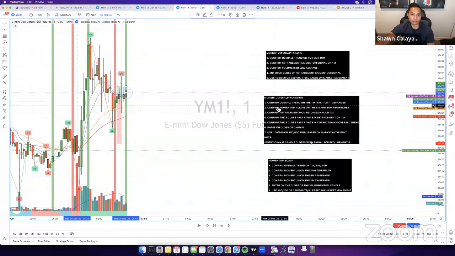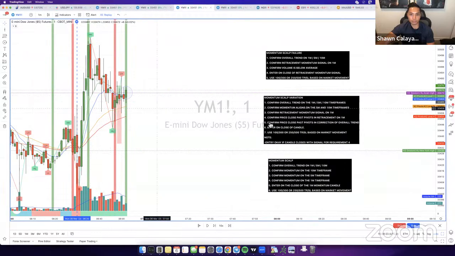So for the first criteria, we confirm that the overall trend was bullish. Second, you want to confirm that momentum aligned on the 5 and 10. We can just assume that because we already knew it was bullish. So requirements 1 and 2 are met. Requirement 3, you want to confirm retracement momentum signal, which was right here, this red sell signal right here. Fourth, you want to confirm price closed past the pivots and retracement. So price was up right here, then it retraced back below here.